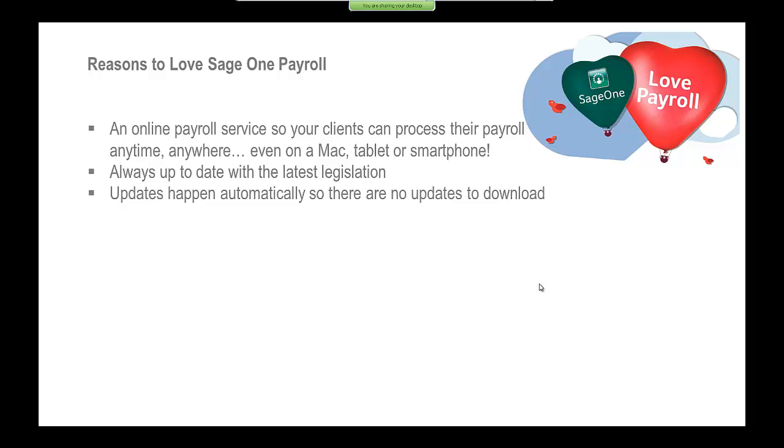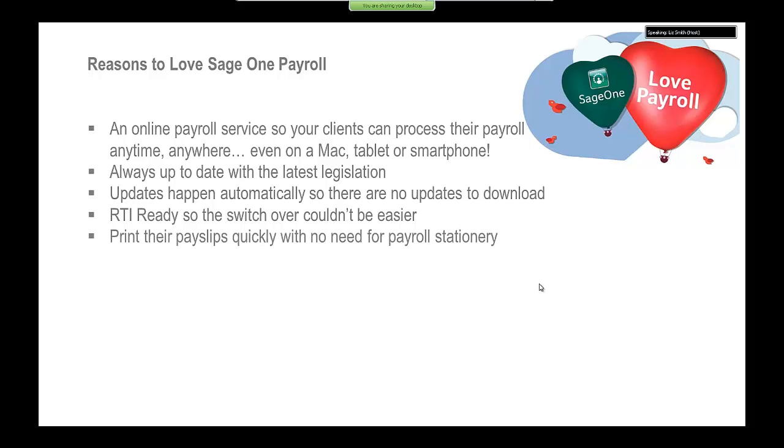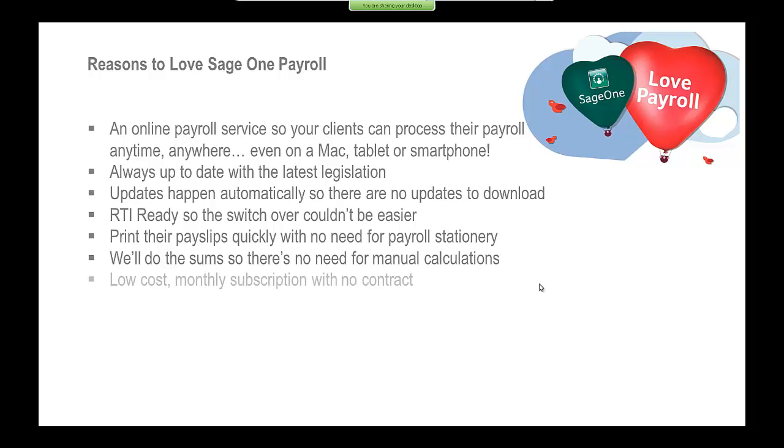I hope it's given you some reasons to love Sage One Payroll, but here's just a reminder of some of them. It's an online payroll service so that your clients can process their payroll anytime and anywhere, even if they use a Mac, a tablet or their phone. It's always up to date with the latest legislation, and updates happen automatically so that there are no updates to download manually. It's RTI ready at the moment, so the switchover couldn't be easier. And you can print off their payslips quickly with no need for payroll stationery. We'll do the sums, so there's no need for manual calculations.